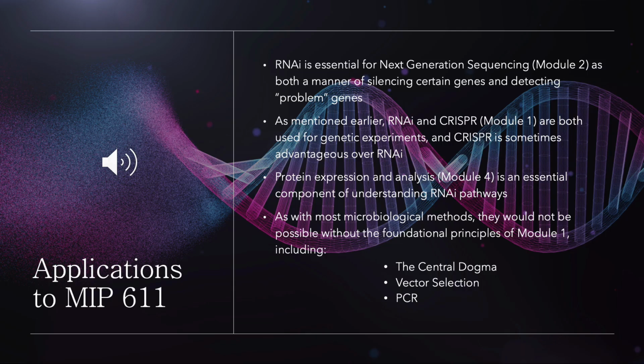Finally, let's talk about some ways that RNAi can be applied to our course MIP 611. First off, RNAi is essential for next generation sequencing, which we studied in Module 2, as both a manner of silencing certain genes and detecting problem genes, such as those that cause disease. As mentioned earlier, RNAi and CRISPR, which we learned about in Module 1, are both used for genetic experiments, and CRISPR is sometimes advantageous over RNAi due to fewer off-target effects.